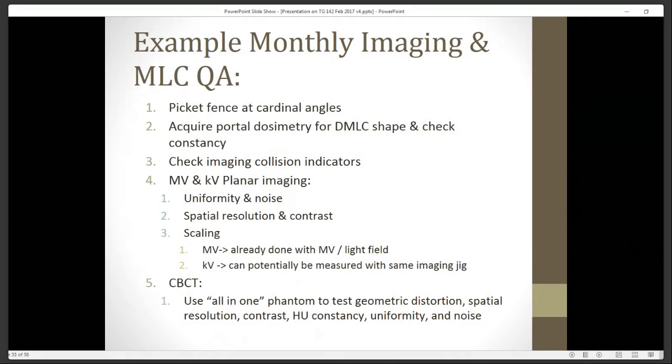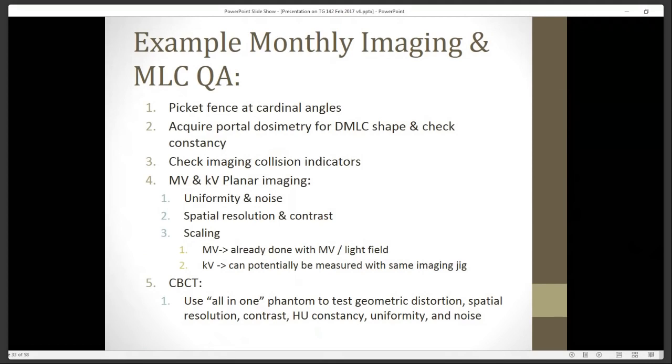All right, so moving on to the monthly imaging and MLC QA. So as an example, do picket fence at cardinal angles, acquire portal dosimetry for some sort of a leaf motion shape, and check that, do a constancy check of that relative to a baseline, check the imaging collision indicators. For MV and KV planar imaging, do uniformity and noise, and then spatial resolution and contrast with a specific phantom to each of those.